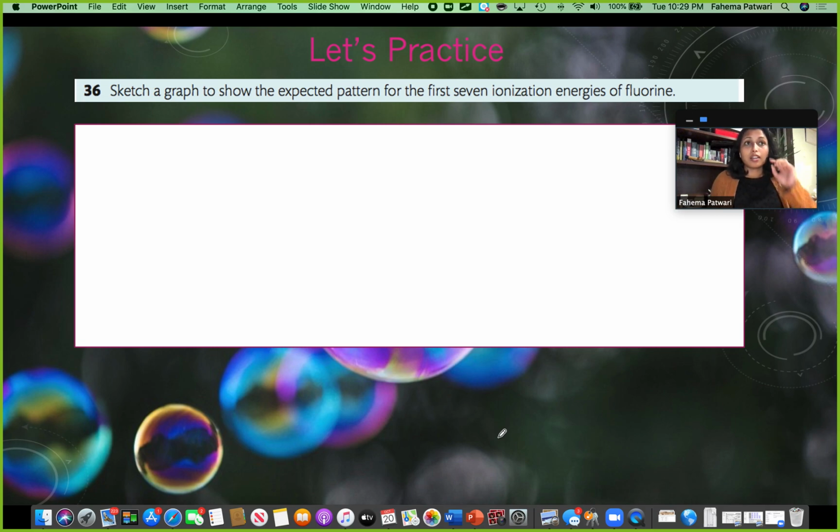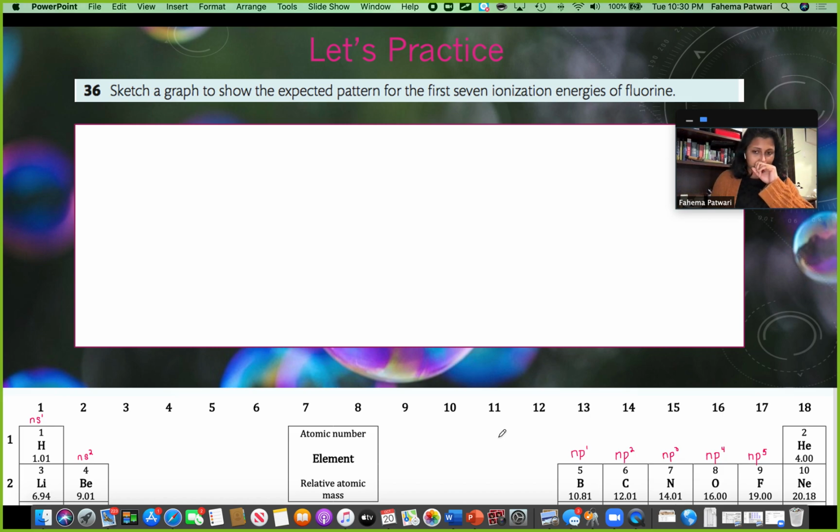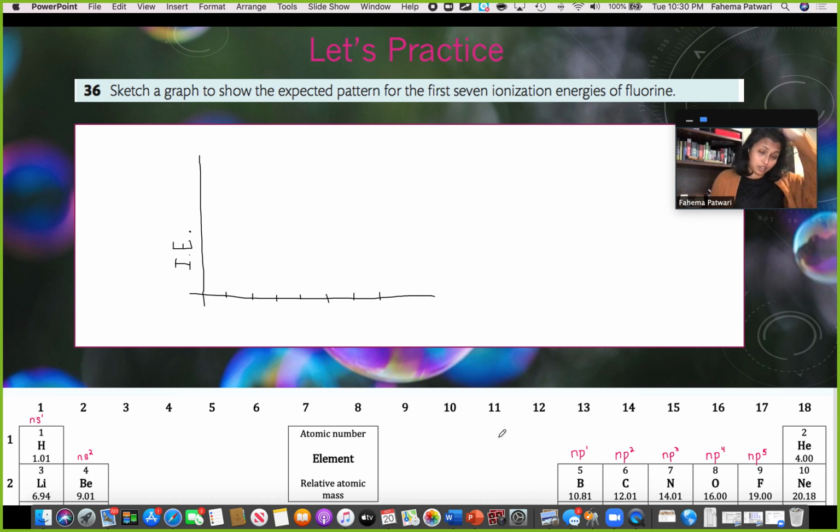Okay, last question, I believe. Sketch a graph to show the expected pattern for the first 7 ionization energies of fluorine. Sketch the graph. You need your axes. First axis is ionization energy. Second axis is successive, like what number electron, right? 1, 2, 3, 4, 5, 6, 7. Then plot the first one.